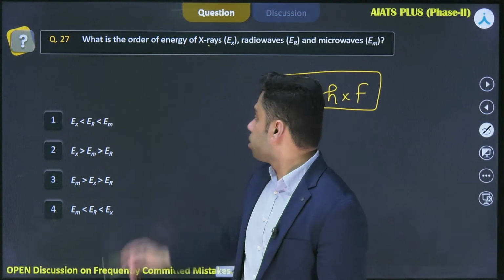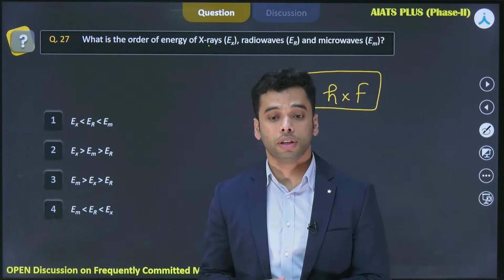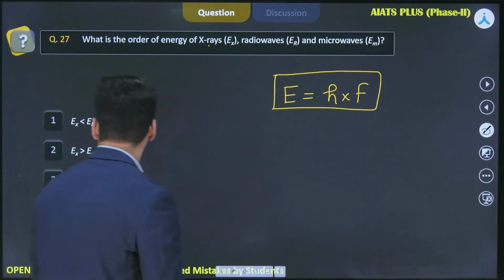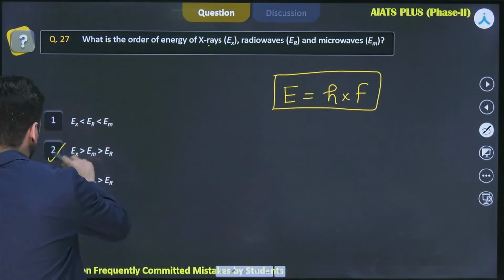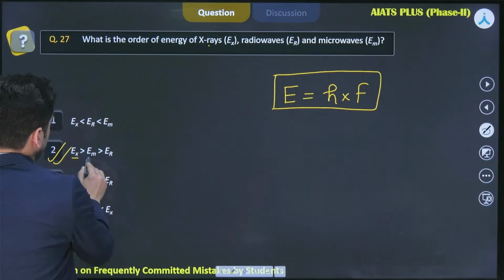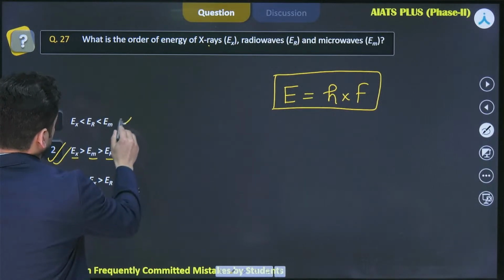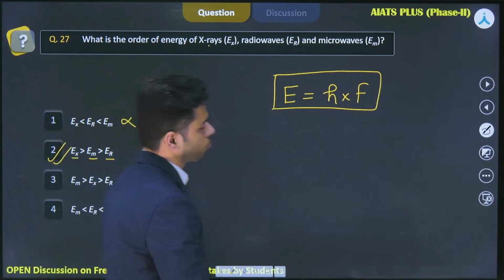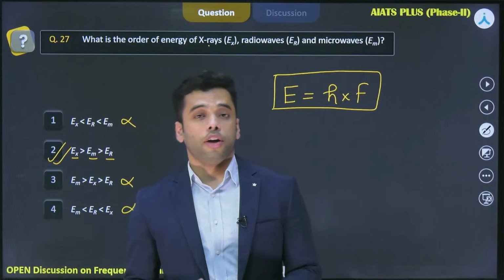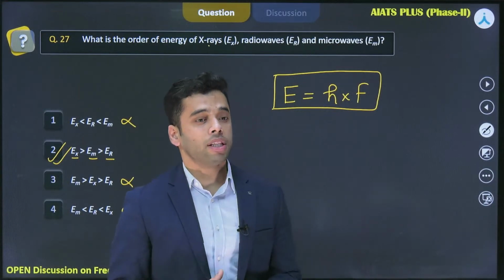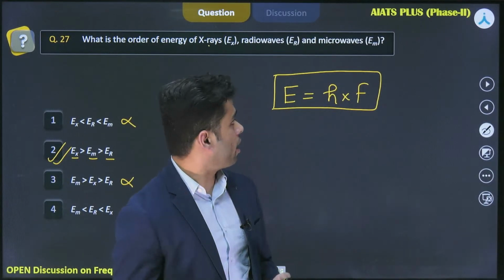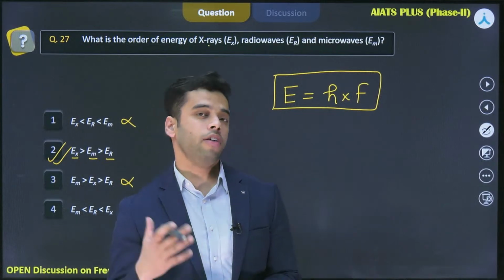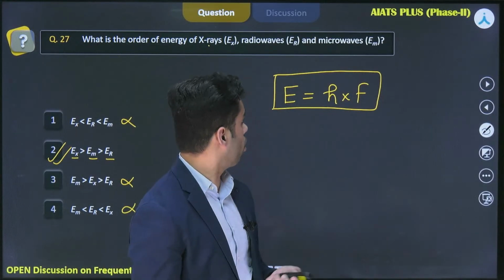So the order of energy is what we are required to find, and based on our calculation it comes out to be option 2, that is EX is greater than EM is greater than ER. So this one is wrong, this one is also wrong, and this one is also wrong, right? I hope I cleared this concept, how to compare the energy of electromagnetic waves. Basically, three were given to you: X-rays, radio waves, and microwaves.